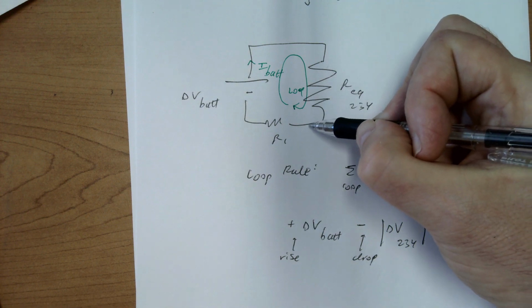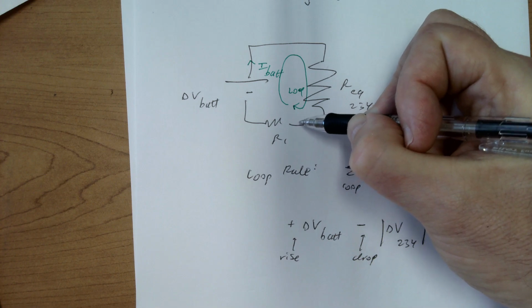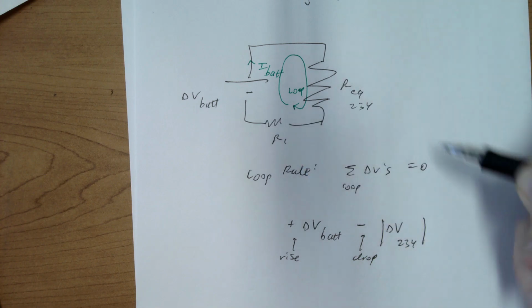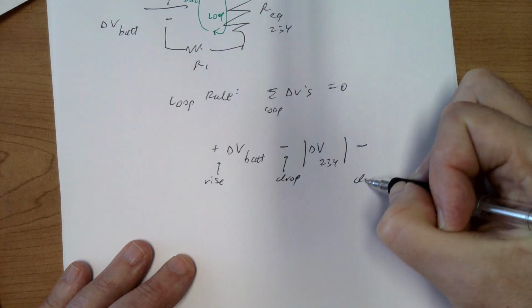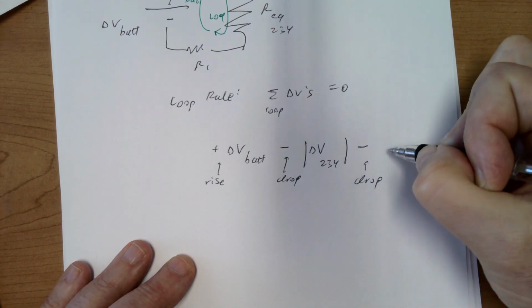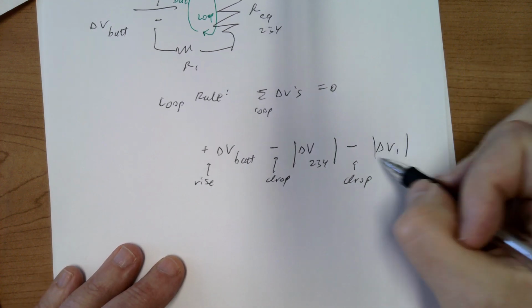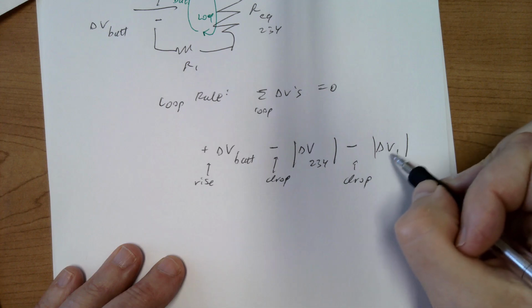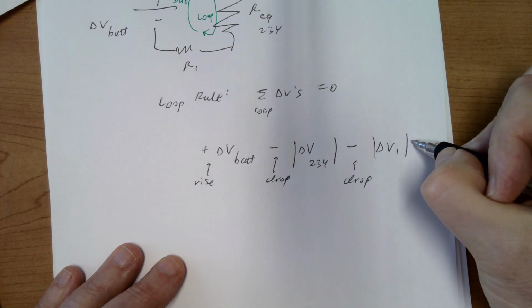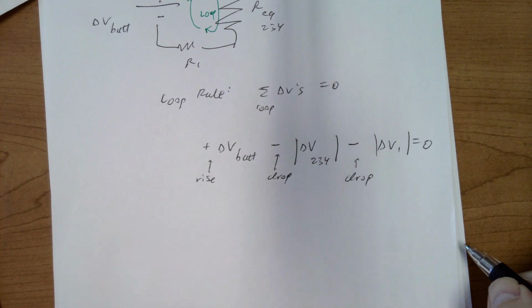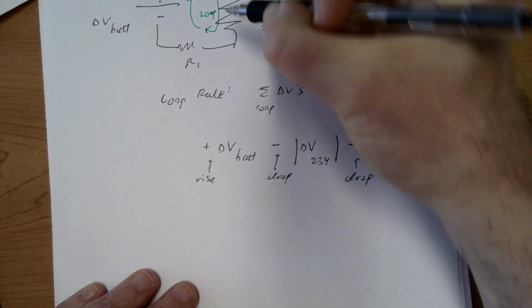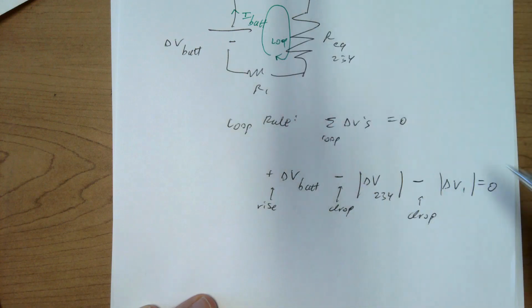Okay. Now I've gone through this resistor. Now I still have this wire. The voltage doesn't change. I have one more voltage drop. I'm putting a minus because it's a drop for delta V of resistor 1. This is representing the magnitude of that drop. And those together have to all sum to 0, because now I'm back at the beginning of the loop.